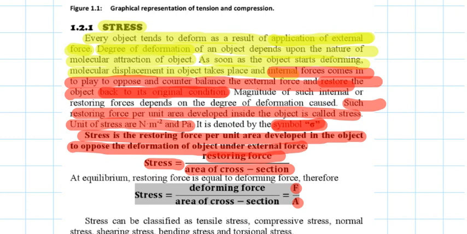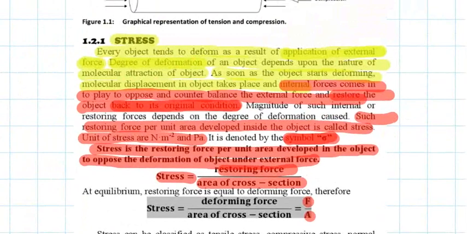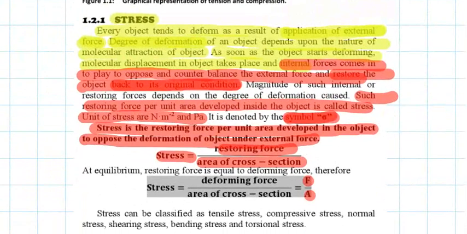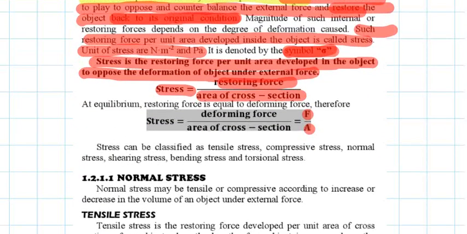Okay, so this was the stress. The stress is the restoring force, or internal restoring force, which is generated inside an object per unit area to oppose the deformation of the object under external force. When external force is applied, internal force is generated. The stress can be classified into three types.